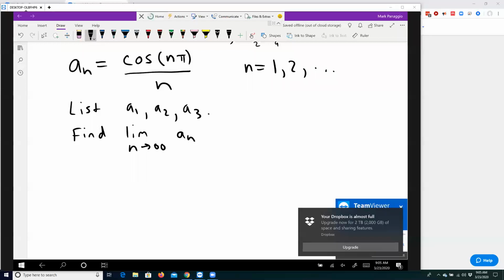So according to our formula, a_1 is going to be equal to cosine of 1 pi all over 1. And if you remember your unit circle, we'll draw a quick unit circle here. Cosine is always the x coordinate, and pi is 180 degrees. So we're talking about this point right here on the unit circle on the left side, and that's going to have an x coordinate of -1. So that would be -1 on top, all over 1.